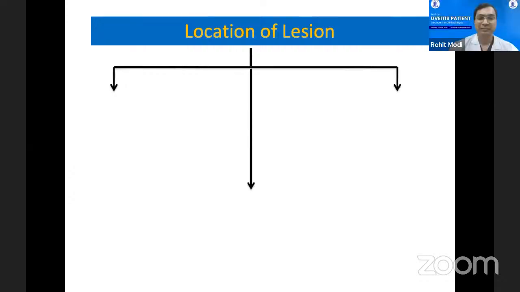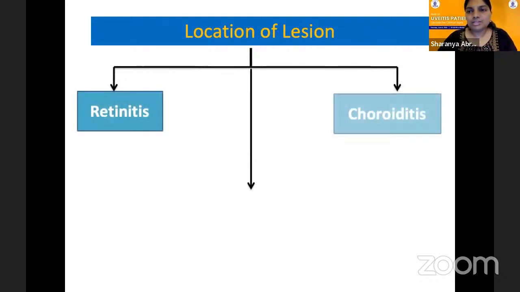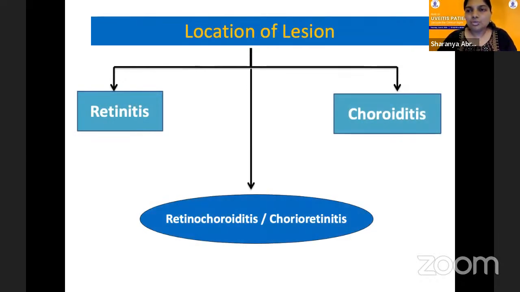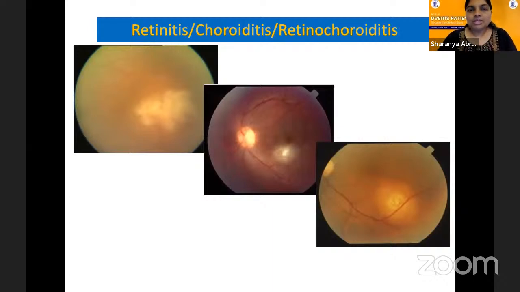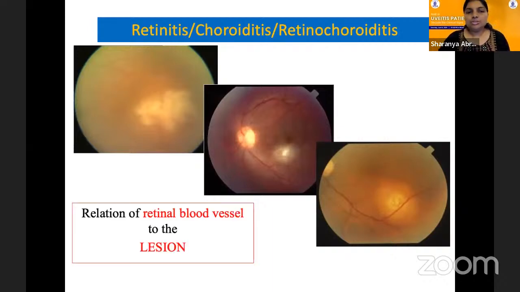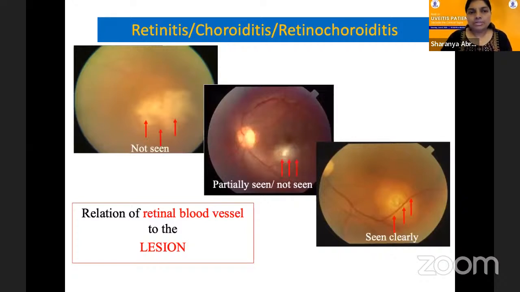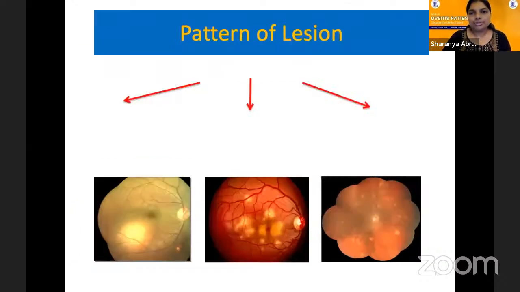In the beginning, we must know, for any fundus lesion that we're looking at, whether it is retinitis, choroiditis, or retinochoroiditis. To differentiate, the main thing we need to know is the relation of the retinal blood vessel to the lesion. Fundamentally, if the retinal blood vessel is not seen, it is a retinitis lesion. If it is clearly seen, it is choroiditis. And if it is partially seen, then think about retinochoroiditis.